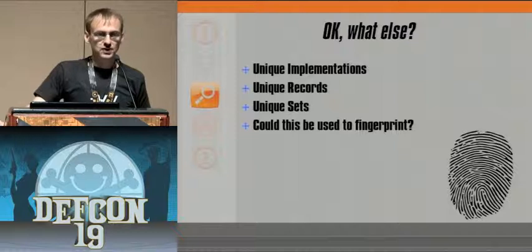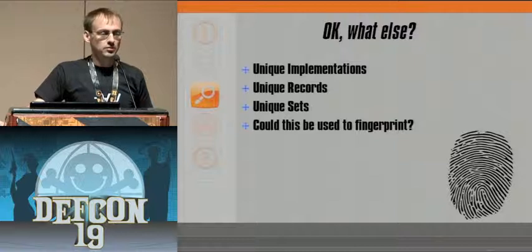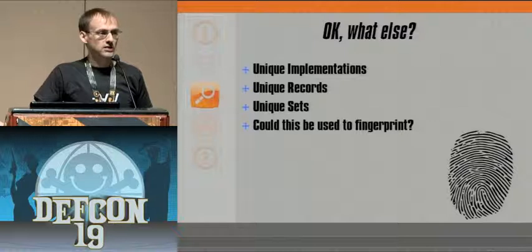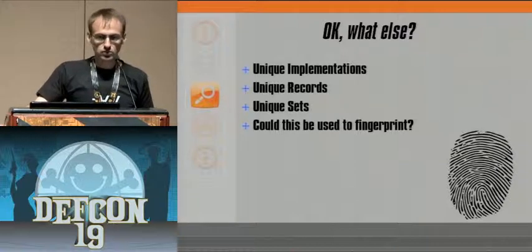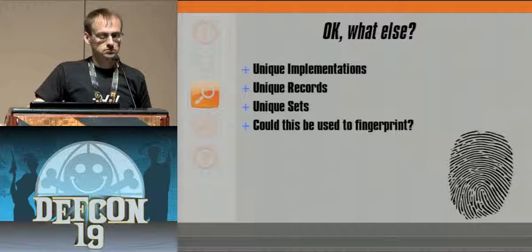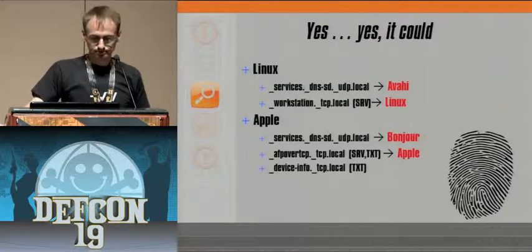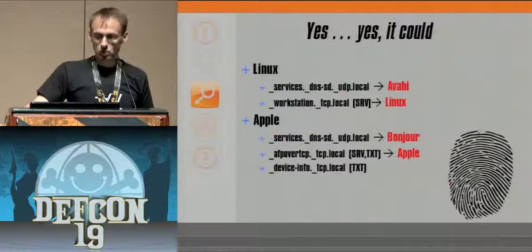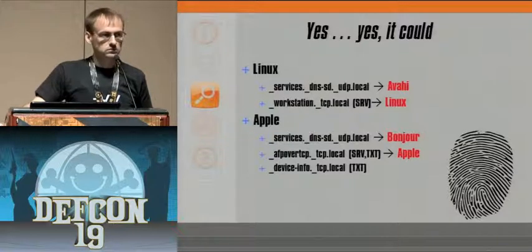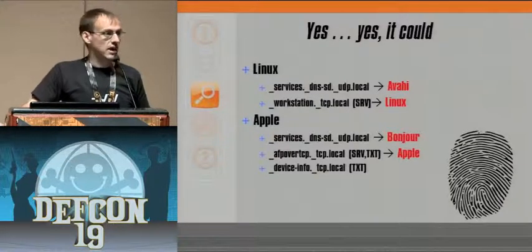But if you look even further, you realize there are unique sets. Not only are you going to find a unique type of record on a device type, you are going to find a particular set that you will find only on a particular device type made by a particular manufacturer. So, could this be used to fingerprint the host? Yes, it could. If you have the services._dns-sd._udp.local and you have _workstation._tcp.local, and in particular the service record, then you're pretty much dealing with a Linux box.